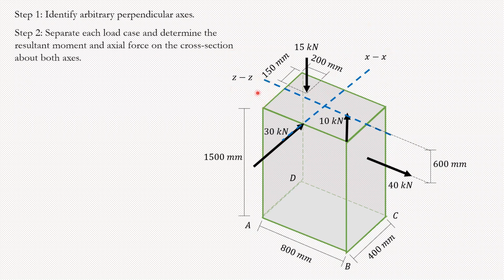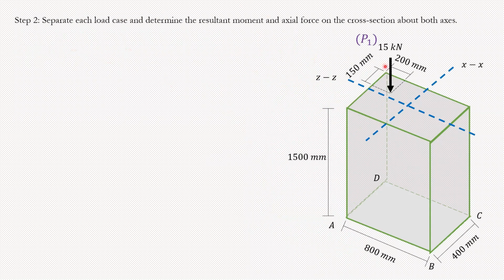In the second step, we talked about separating each load case and determining the resultant moment and axial force on the cross section about both axes. So how are we going to separate them? Let's go ahead and do that. I'm going to say this is force 1, P1, that is P2, that is P3, and that is P4. One by one, you see, I've isolated this load. You don't have to do this every time, just draw the whole thing. You can just draw a rectangle on the top. It's good enough.